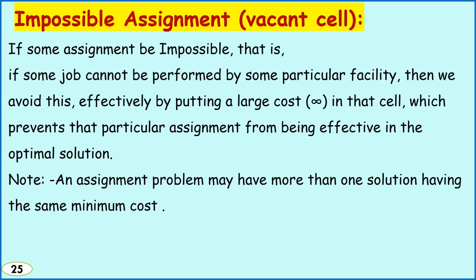Note that an assignment problem may have more than one solution having the same minimum cost. So if you put a large cost, that is infinite, that cannot be selected because that is a large cost. So that is how we are going to avoid this, whichever the task is impossible.